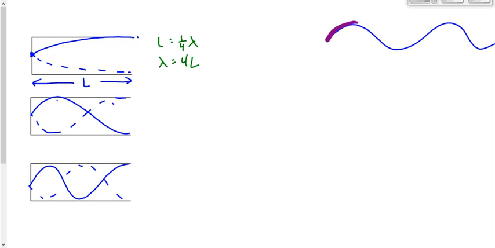Just like what we did on Friday, except on Friday it was 2L. Today it's 4L. Let's look at the next one. We're going from here to here. How much of a wave is that? Good. 3/4 of a wave. So we're going to say L is equal to 3/4 lambda. And lambda is therefore equal to, if we rearrange this, the 4 goes up, the 3 goes down, 4/3 L. Next one.